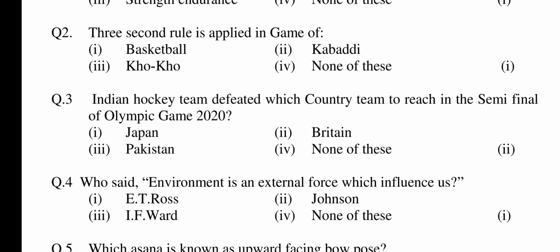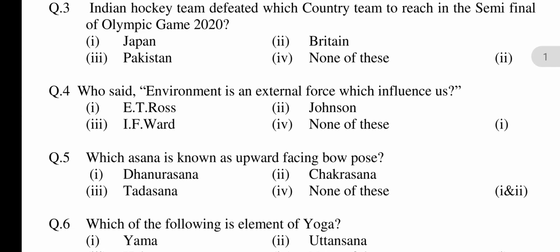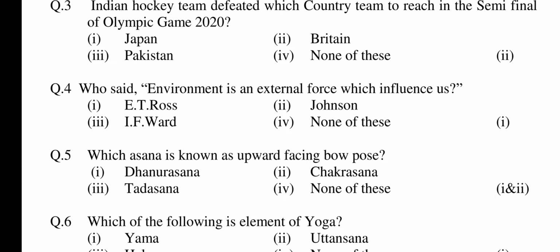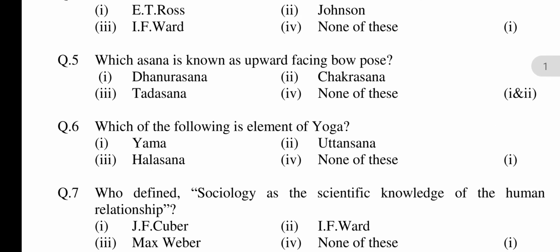Question number 4, who said environment is an external force which influences us? Option first E.B. Ross, second Johnson, third L.F. Ward, fourth none of these. Answer is option first, E.B. Ross. Question number 5, which asana is known as upward facing bow pose? First option Dhanurasana, second Chakrasana, third Tadasana, fourth none of these. Answer is option first and second, Dhanurasana and Chakrasana.